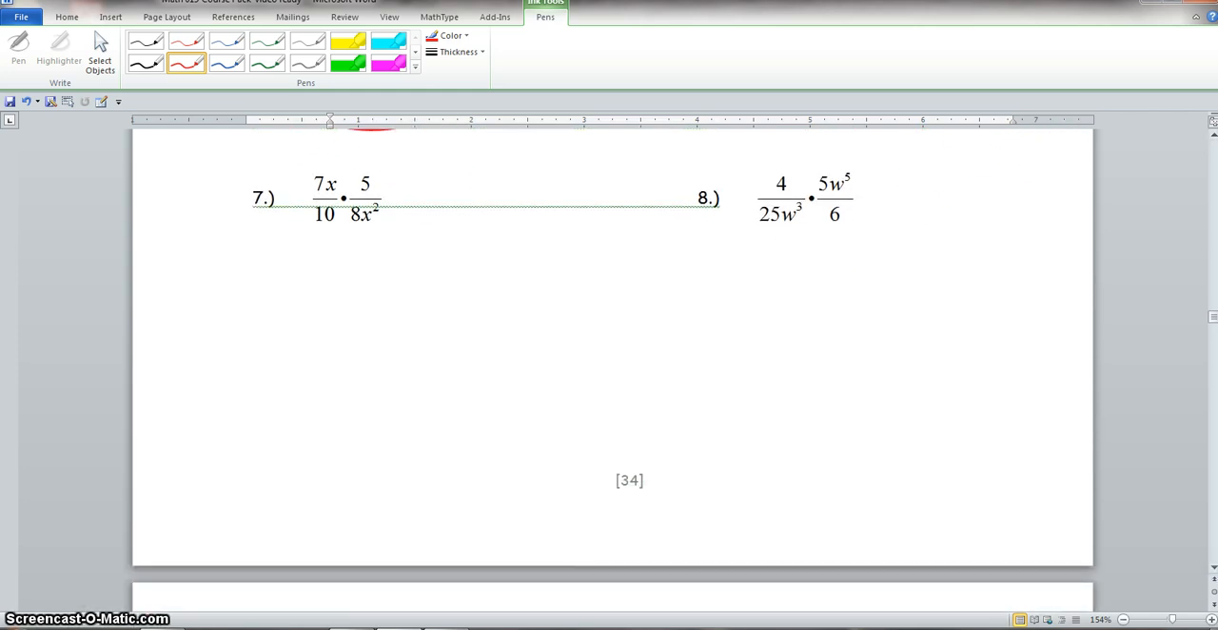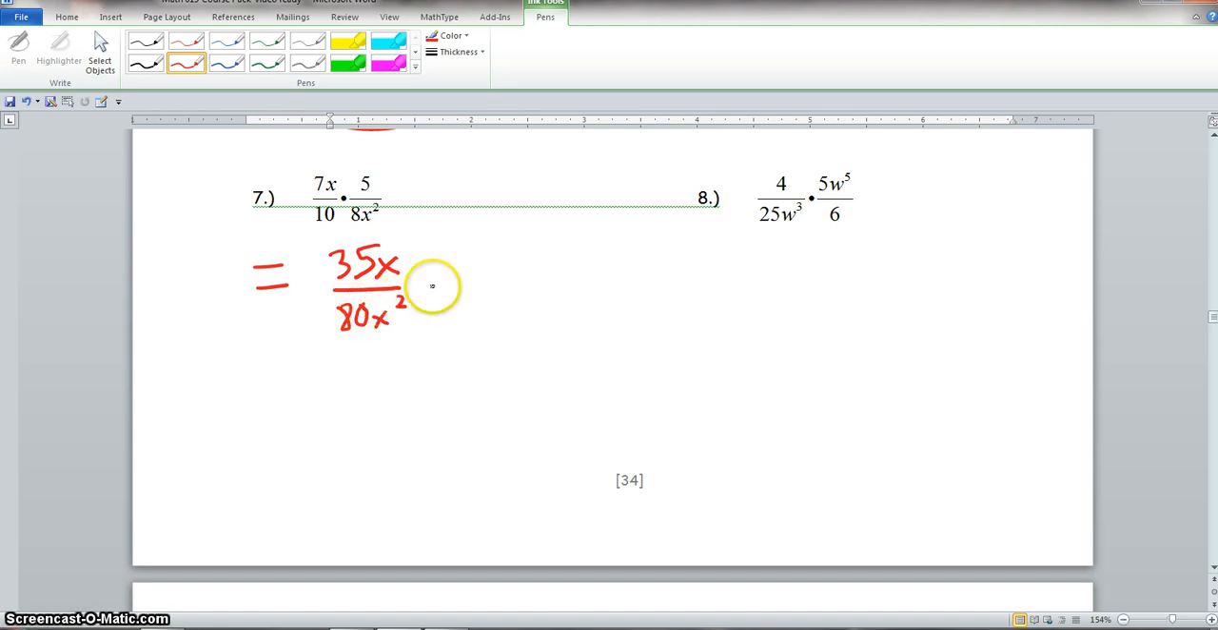Okay, now we look at number 7. Now this time we have the introduction of variables here. So we still solve this the same way. We still multiply the numerator times the numerator. 7x times 5 will give us 35, and we'll bring over our x. Now our denominator, 10 times 8x squared, 10 times 8 we know is 80, and we'll bring our x squared.